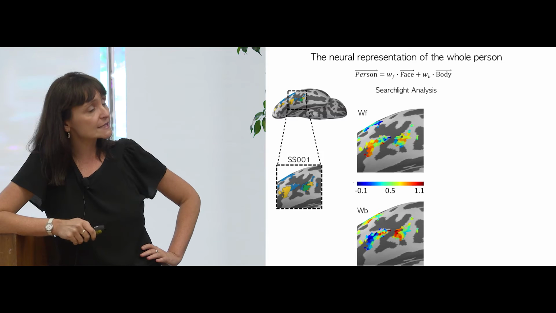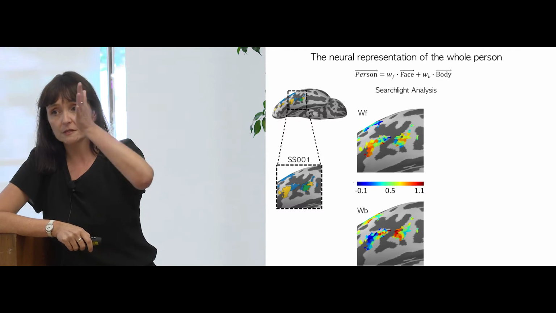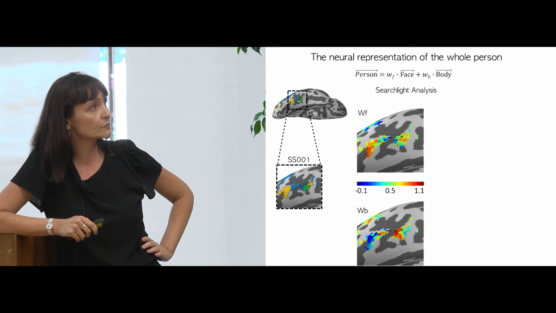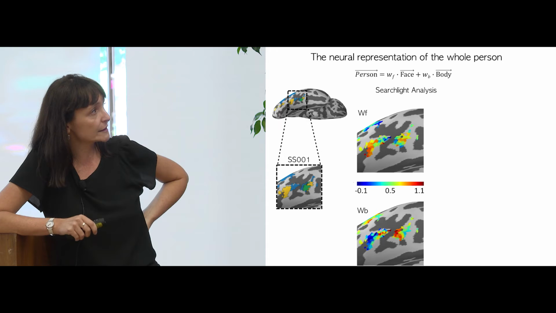What I'm showing you now is the same analysis, but instead of just looking at the 20 most selective voxels, we actually looked across the whole area by doing searchlight, in which we just use spheres of 20 voxels. And I think what you can see pretty clearly here, this is one subject, is that whenever WF goes up, WB goes down. When WF goes up, WB goes down.